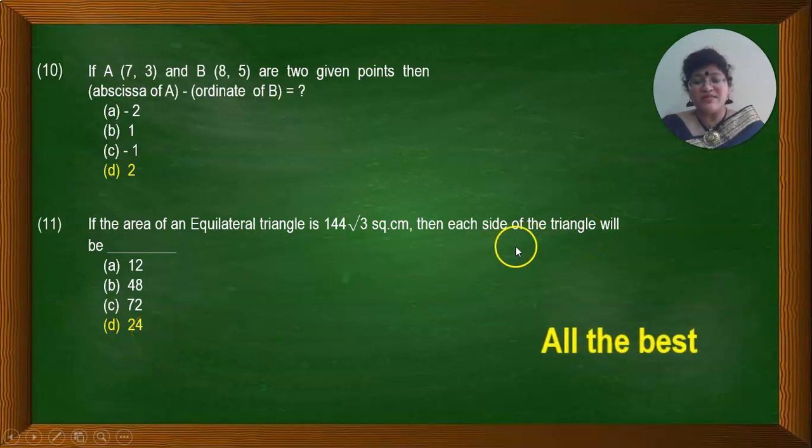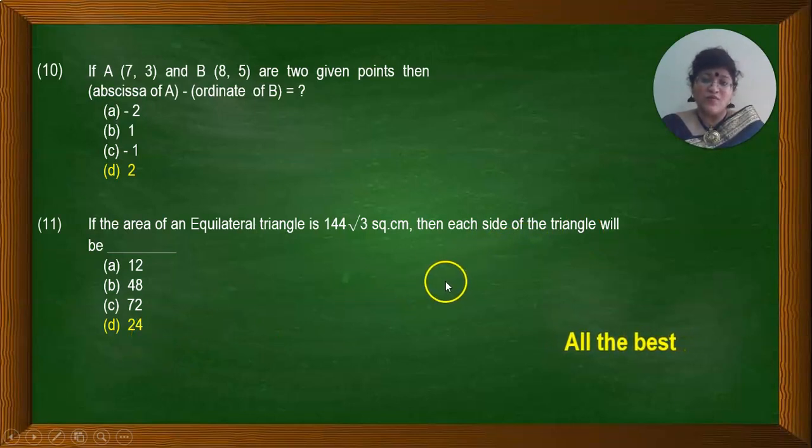And students, in such questions, if the perimeter is asked, what will you do? You have to still find each side, and then perimeter means sum of all the three sides, or you could do 24 into 3, then it will be 72 if the perimeter is asked.